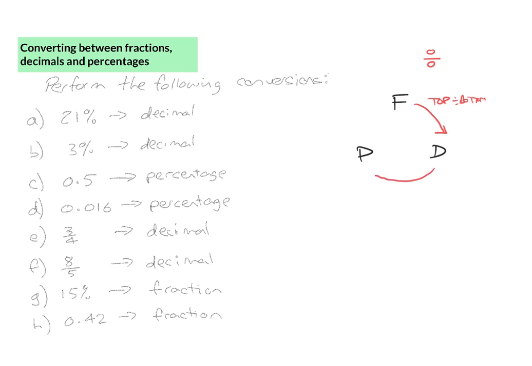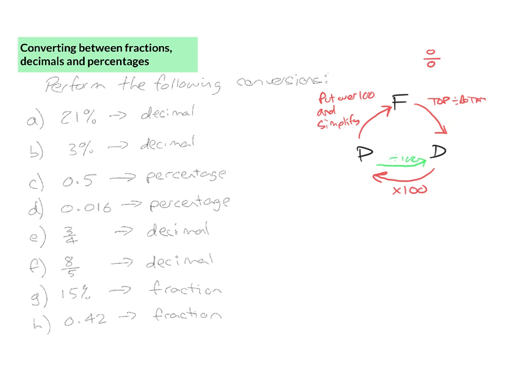To convert from a decimal to a percentage, all you do is multiply by 100. And to convert from a percentage to a fraction, you put the percentage over 100 and simplify. One of these steps is reversible, and that is going from a percentage to a decimal. That is dividing by 100.